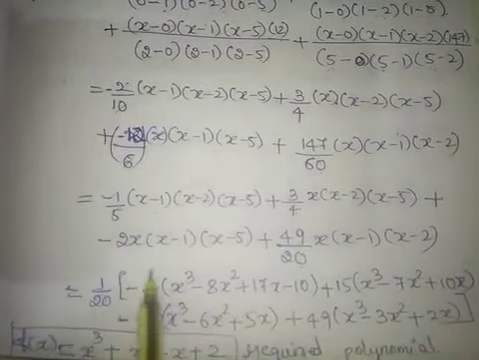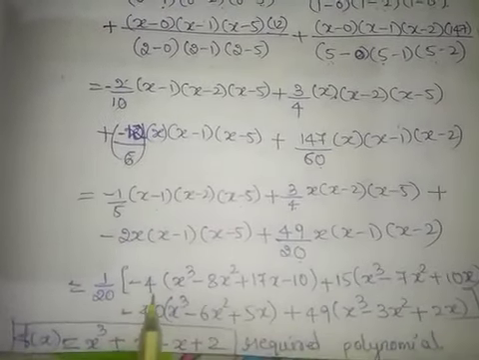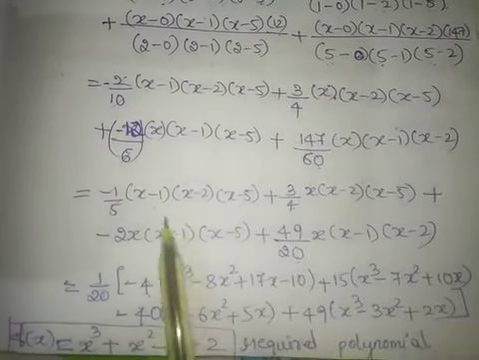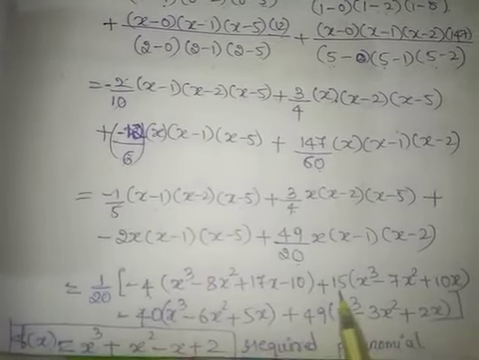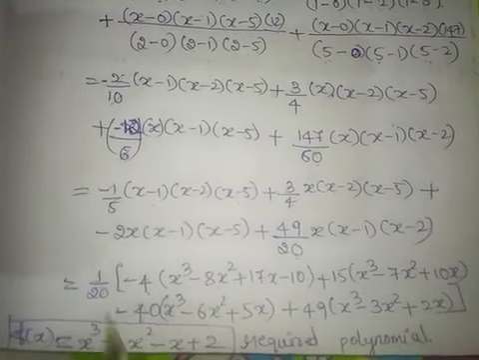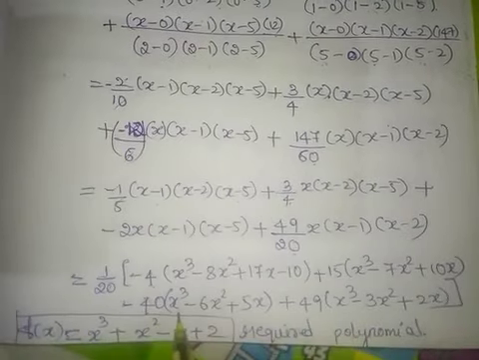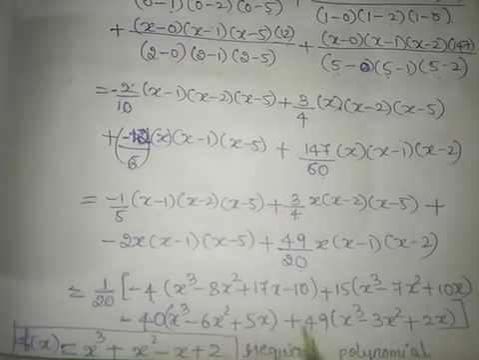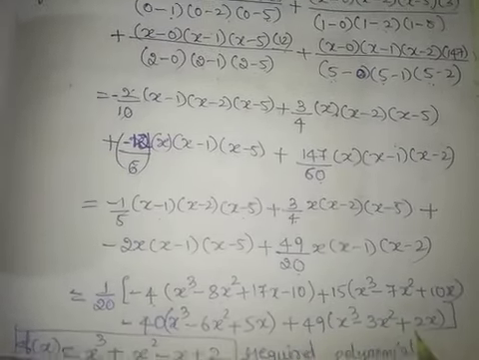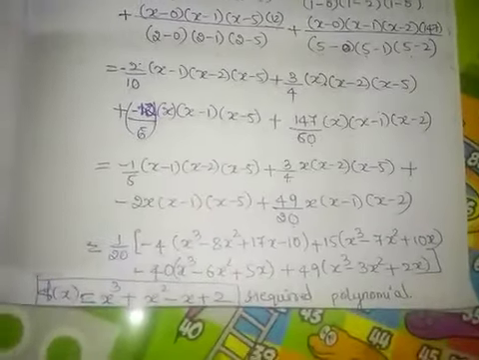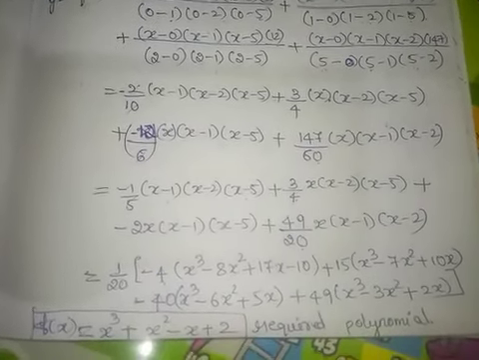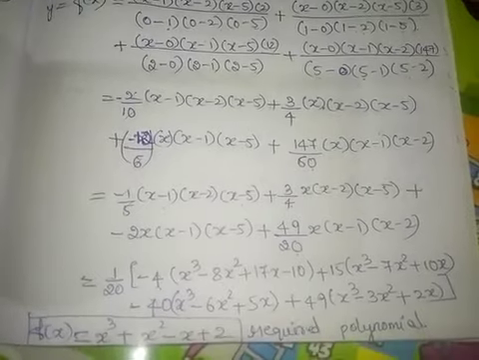Okay, see, we have minus 4 into x cube minus 8x square plus 17x minus 10. Okay, next 15 into x cube minus 7x square plus 10x. Here we have minus 40 into x cube minus 6x square plus 5x, plus 49 into x cube minus 3x square plus 2x. This is how you have to find the interpolating polynomial.